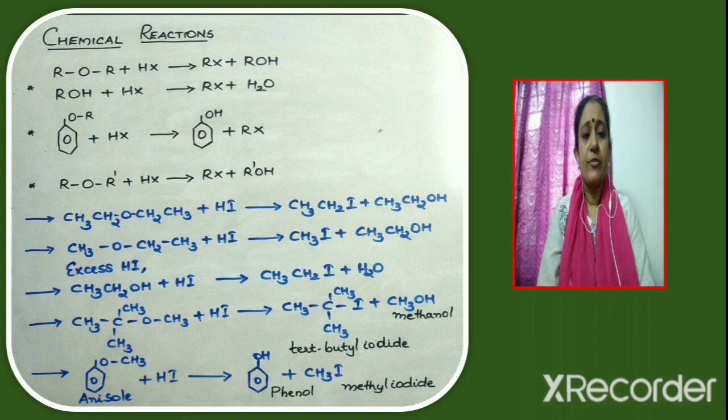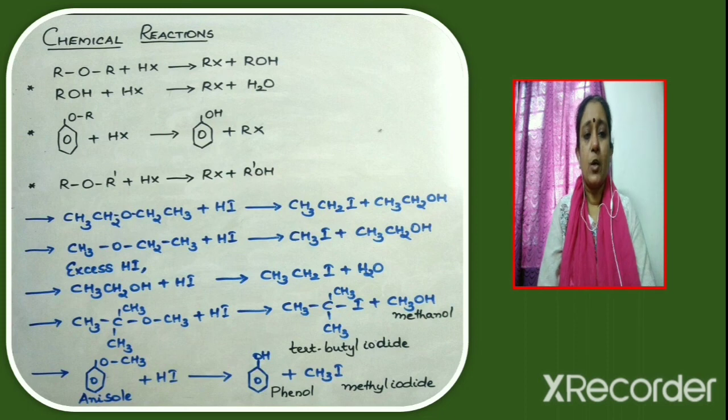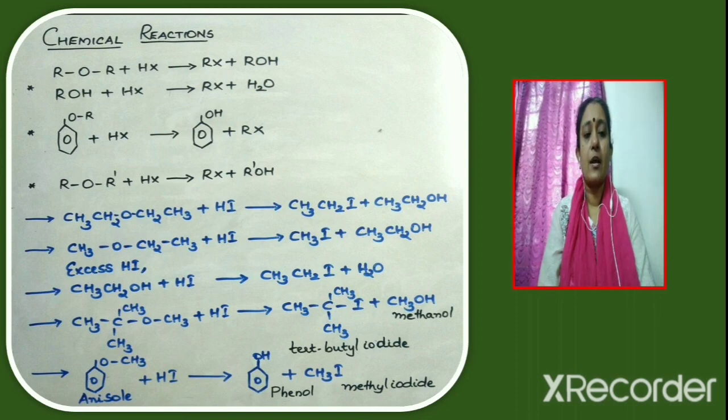In the case of an aromatic ether like C6H5OR, when it reacts with hydrogen halide, the products obtained are phenol and alkyl halide. Now consider an unsymmetrical ether represented as ROR dash. When an unsymmetrical ether ROR dash reacts with hydrogen halide, the products formed are alkyl halide RX and alcohol R-OH.